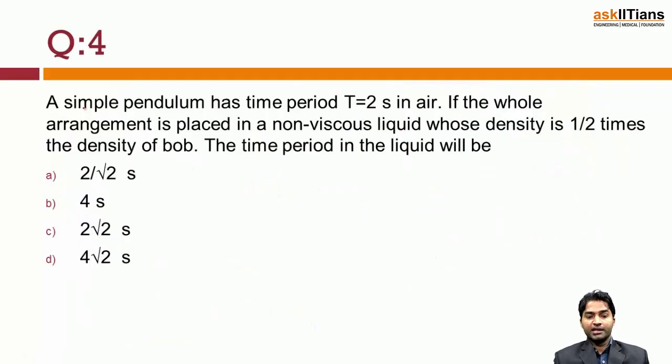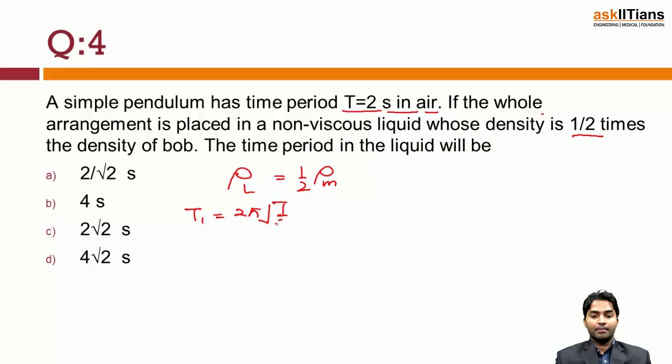In this question we are given a simple pendulum that has a time period T equal to 2 seconds in air. Now if the whole system is placed in a non-viscous liquid whose density is 1 by 2 times the density of the metallic ball, what will the time period in the liquid be? So it is actually the case of SHM in a non-viscous liquid. In case 1, time period T1 is equal to 2 pi under root L upon g effective, and as given, that is equal to 2 seconds.